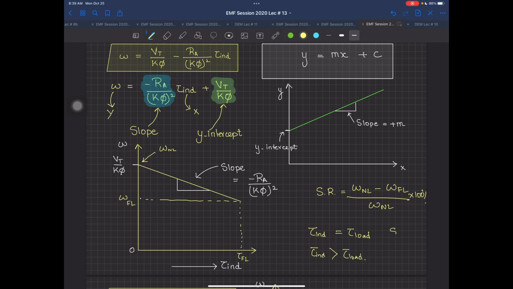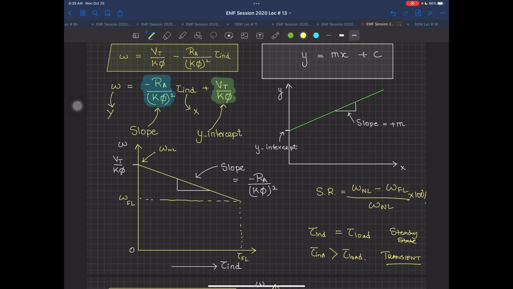This will always remain in steady state. This one can be possible in transient, and when this happens in transient, your speed will increase. Because your load requires, supposedly, 4 Newton meter of torque, and your machine is now producing supposedly 4.2. So that means you are exerting more turning effect from the machine, and the motor speed will increase. But that will be only for a transient time.